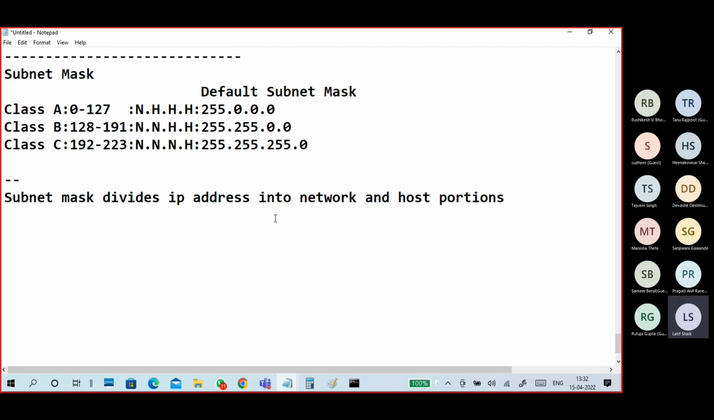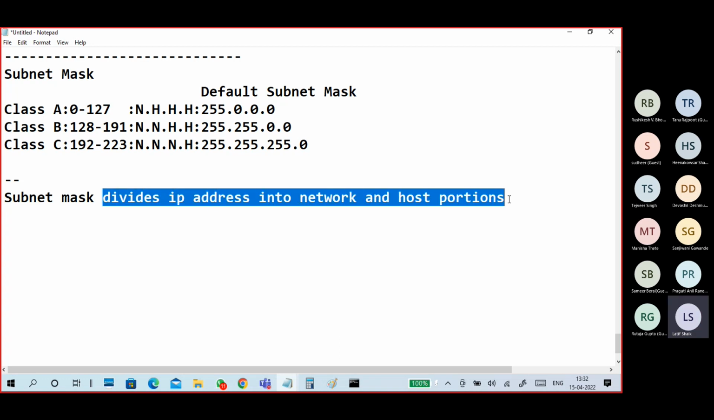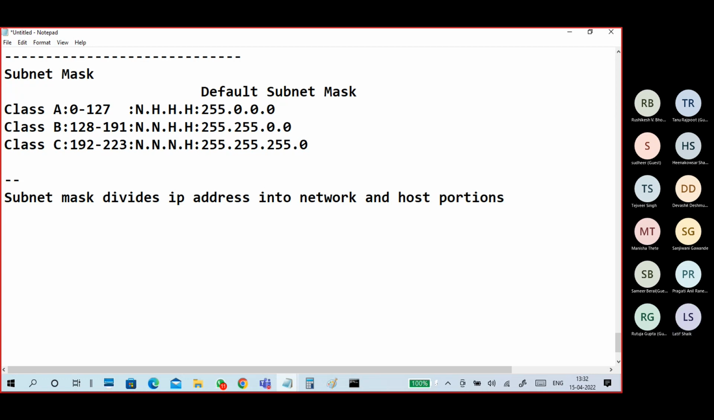Okay, a network mask, or subnet mask, divides an IP address into network and host portions. We can use it to extract the network ID from a regular IP address. You have an IP address, and it tells you what your network ID is. You can say extracts, gets, verifies, or checks, whatever word you like, the network ID from your IP address.